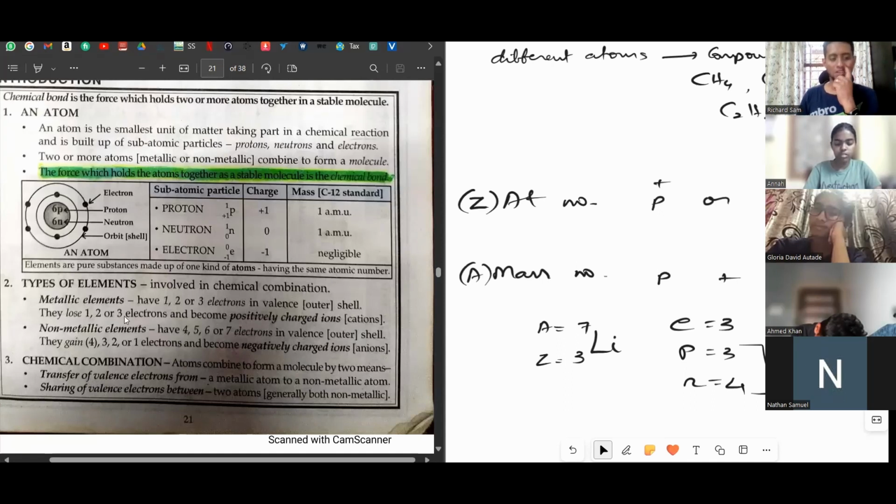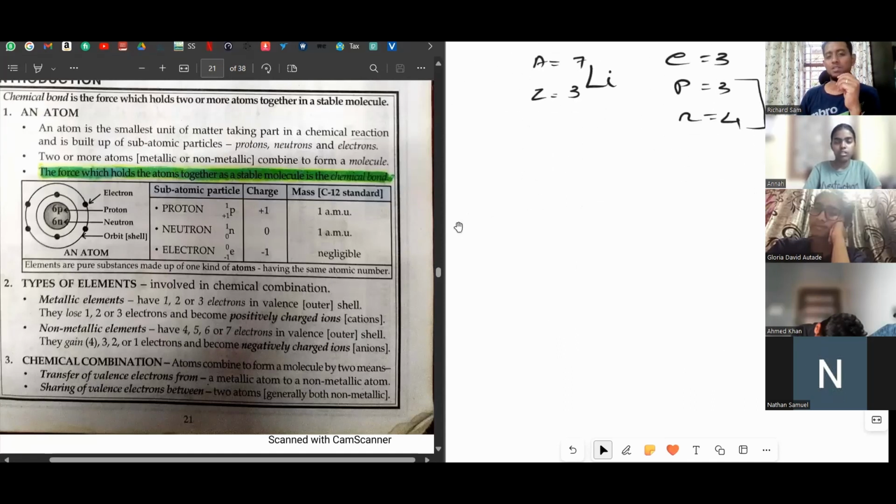Now, when atoms combine, when metals and non-metals join, how do they combine? The metal has either 1, 2, or 3 electrons. The non-metal will have 4, 5, 6, or 7 electrons. So the metal wants to donate electrons and the non-metal wants to take electrons. This type of bond between a metal and a non-metal is a very strong bond because the metal donates electrons and becomes positively charged, and the non-metal gains electrons and becomes negatively charged.